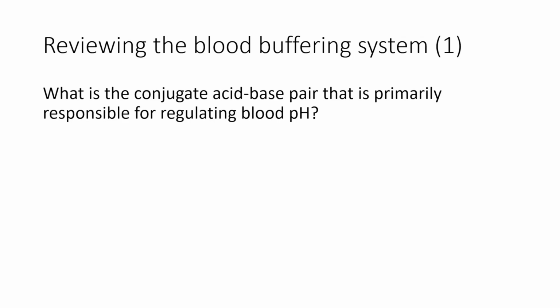So carbonic acid is one of them. Carbonic acid, which is H2CO3. So the clue is kind of in the question, right? You have a conjugate acid and base pair. So carbonic acid is our acid. What would the conjugate base be for carbonic acid? Anyone? Yeah. Bicarbonate. Yeah.